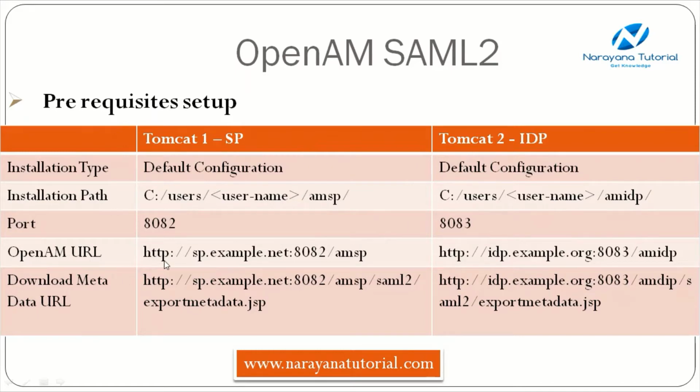The OpenAM URL would be like this: http sp.example.net:8082/AMSP. The same way we have the IDP, AMIDP. And this is the metadata URL of OpenAM for both applications, SP and IDP. By using this URL, we can download the metadata information and share it between the two entities.